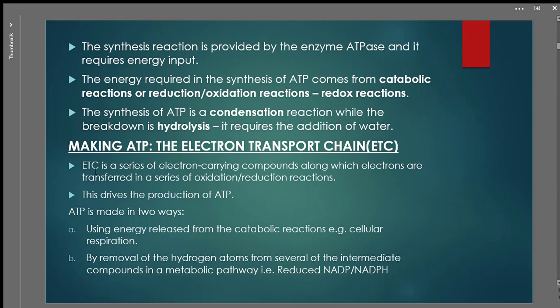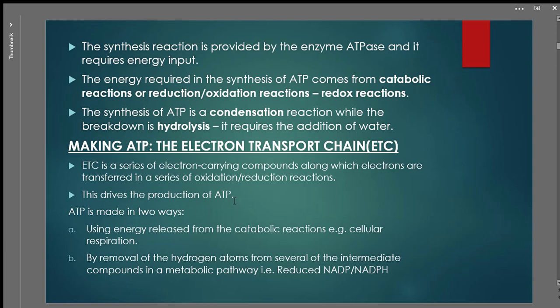Now, when we say electron transport chain, it is a series of electron-carrying compounds, and we refer to them as electron acceptors or electron carriers. These carry electrons and transfer them in a series of what we refer to as oxidation-reduction reactions. This series involves the gain and the loss of electrons. When these electrons move from one electron carrier to another, energy is released, and that energy is used to drive the synthesis of ATP.